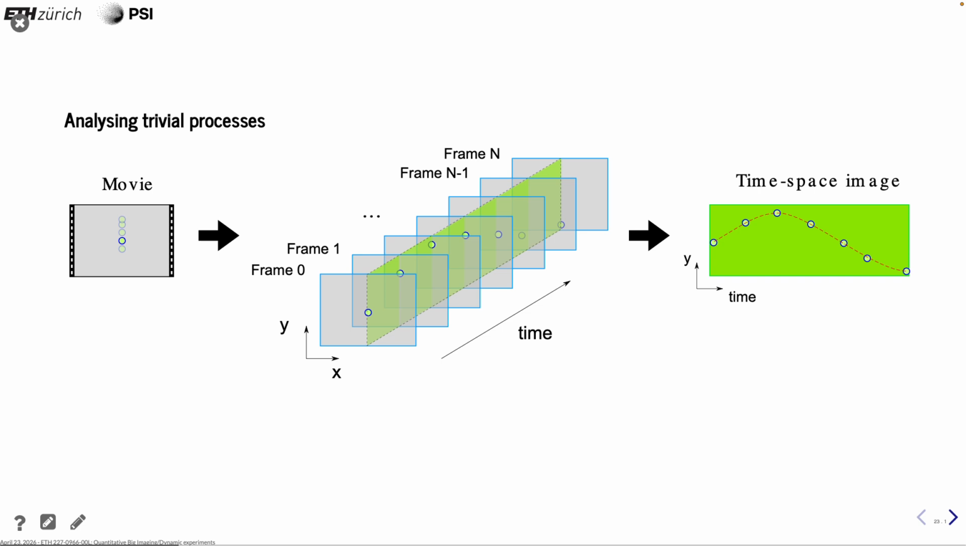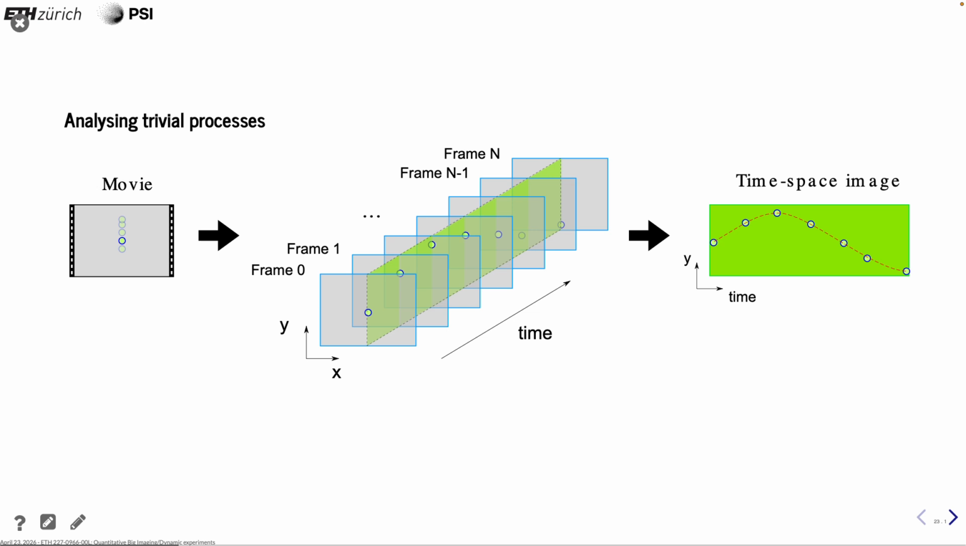So let's move over now to the analysis, an analysis of a very trivial process. Let's say you have a bouncing ball, it goes up and down, following something. I model it here with a sine curve. In a movie, you see a dot that is moving up and down. You can use it, but it's maybe not so easy to analyze.